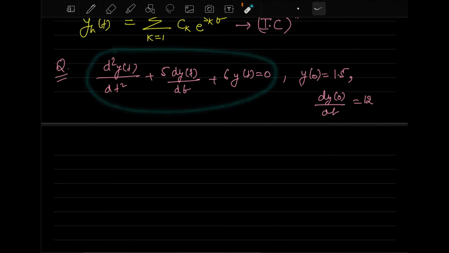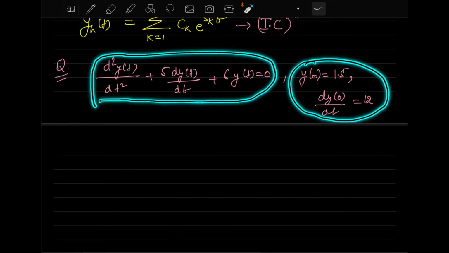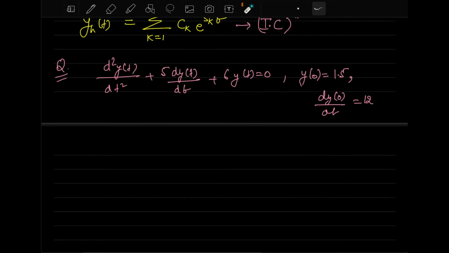Can anyone tell me what this is? Yes, so these are the initial conditions for this particular differential equation. So I want you to solve for y_h(t) here for this particular differential equation. I am giving you 5 minutes for this. Let me know the answer. Right now it's 8:16, so at 8:20 I will ask you for the solution.